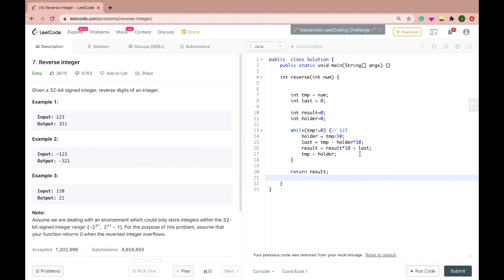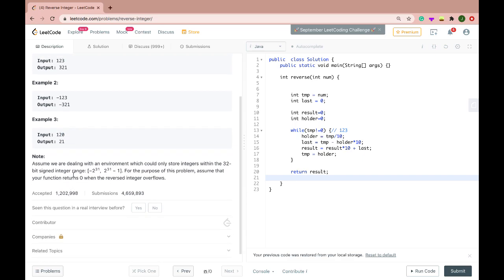Hi, so in this video I'm going to be explaining how I solved the reverse integer question on LeetCode. The instructions are to find the reverse digits of the given integer, and there are examples provided. 123 becomes 321, negative 123 also becomes negative 321, and 0 is not considered in the problem.